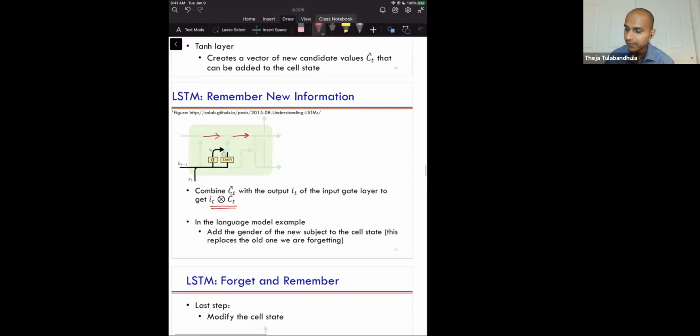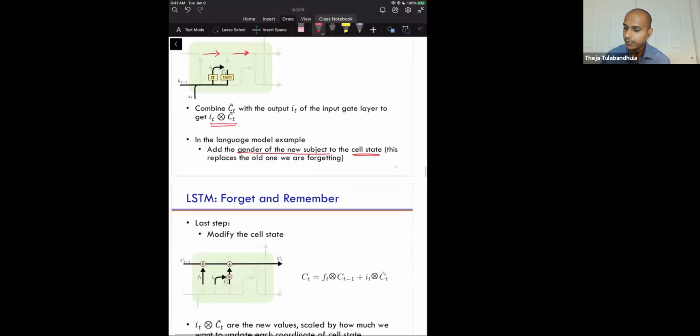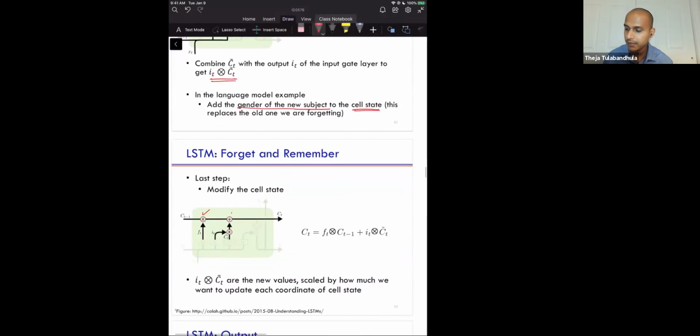Okay, so in the language model example, you add the gender of the new subject to the cell state. And so this replaces the old one that we're forgetting. So now we have forgotten something and we have added some information. Now what we have to do is transform things so as to pass on a new hidden vector ht, and an output, which in this case is the same ht.